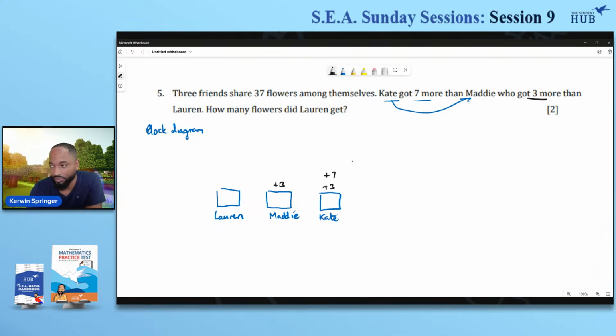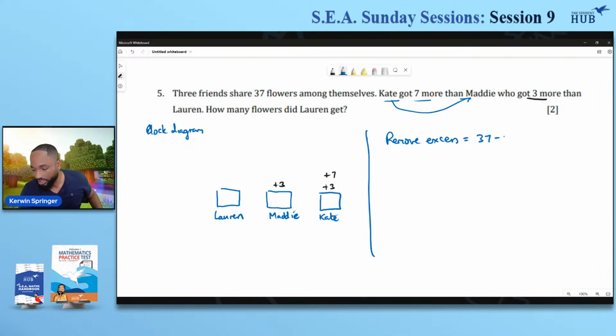So what is the excess? Because before we begin, we need to remove excess. Given that we know that the total is 37 and the excess is 7 plus 3 plus 3, 13. So when we remove the excess, we end up with 24. These 24 flowers now represent these blocks. That's why we remove the excess. One of the secrets in unequal sharing is to make the sharing equal.